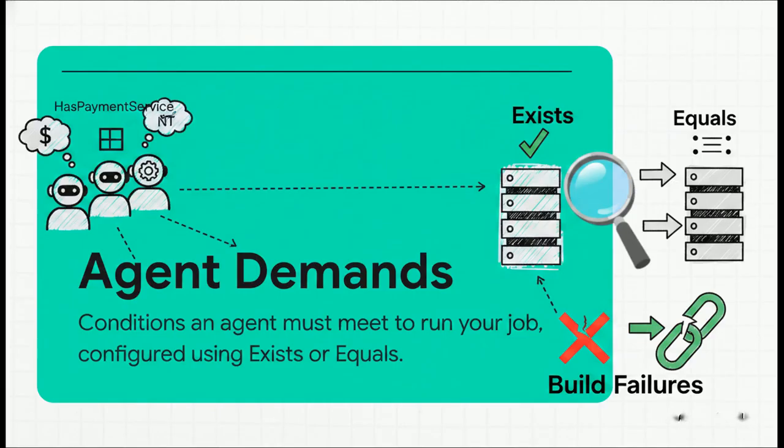For example, you might create a demand that a capability called has payment service simply exists on the agent. Or you might need to be way more specific and demand that the capability agent.os absolutely equals Windows NT. This routing logic is a total game changer because it completely eliminates build failures caused by missing dependencies. You are guaranteeing that the job only ever goes to the worker qualified to handle it.